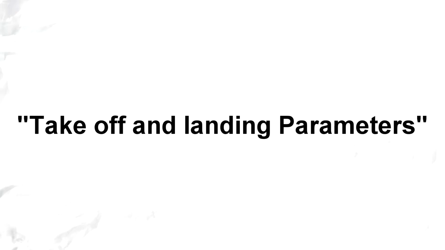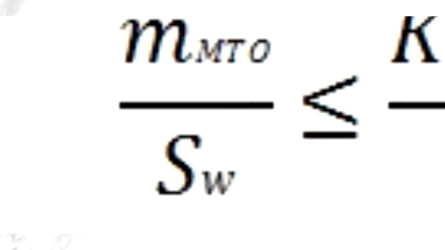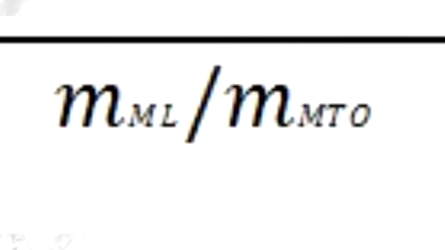if the engines were to turn off as well. If attempting to figure out if your plane is capable of taking off, you need to use the takeoff and landing parameters, which are as follows: the formula, maximum takeoff weight over wing area, which is greater than or equal to the factor of length over maximum landing weight over takeoff weight.